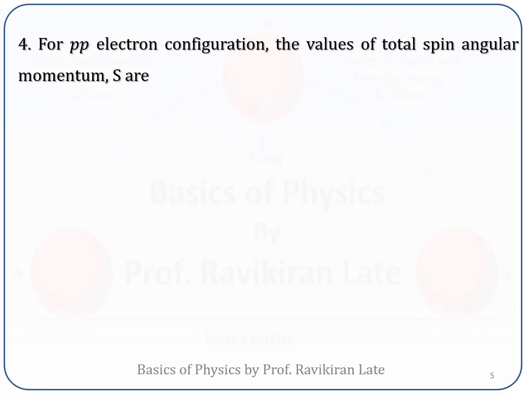Next question is, for the p p electron configuration, the values of total spin angular momentum S are. The options are: option A, 0, 1, 2; option B, 0, 1; option C, 2, 3, 4; option D, 0.